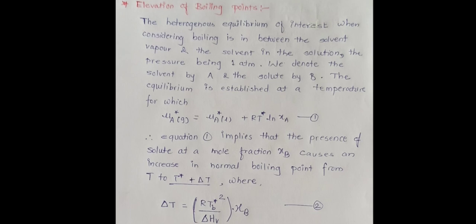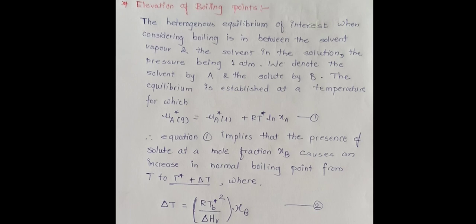Therefore, equation number 1 implies that the presence of solute at the mole fraction XB. Initially only solvent is there and we are going to add the solute into it. So solvent mole fraction is XA and solute mole fraction is XB. XB causes an increase in the normal boiling point. Obviously, we know whenever we add solute particles, there is an increase in boiling point, or elevation in the boiling point. This increases the normal boiling point from T star to T star plus delta T. The initial boiling point is T, and it will increase up to T star plus delta T, where delta T is the change in temperature, which can be given by equation 2.